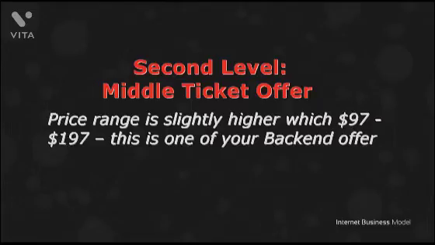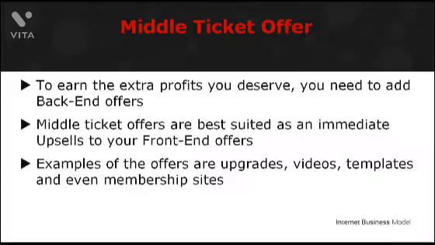The second level is the middle ticket offer. The price range in this level is slightly higher than the previous one, which is between $97 and $197. Middle ticket offers are best suited as immediate upsells to your front-end offers. Examples of the offers are upgrades, videos, templates, and even membership sites.